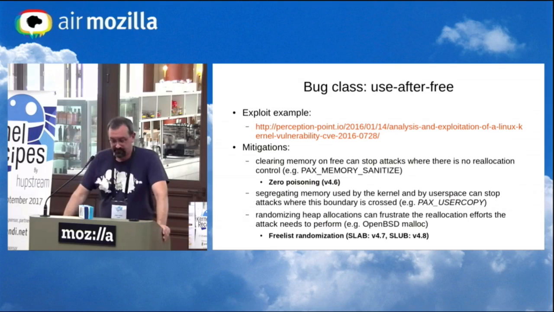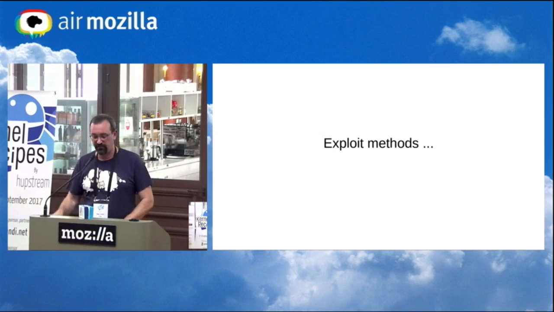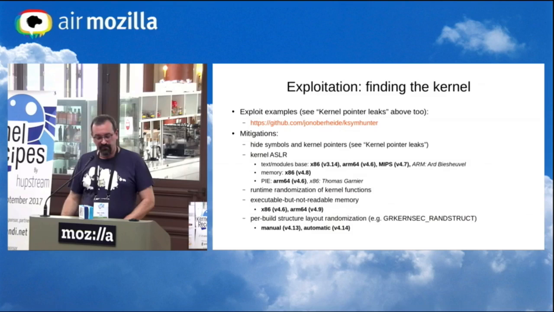Which gets us to exploit methods. Attackers need this, as previously mentioned, for their chains of attack, along with the bugs they're using to get their foothold. This is related to the information leaks, but finding the kernel itself tends to be an issue for ROP and for other forms of attack. Moving the kernel around helps a bit. It's pretty leaky still, but CPU vendors are aware of the problems here, and we're getting some improvements.